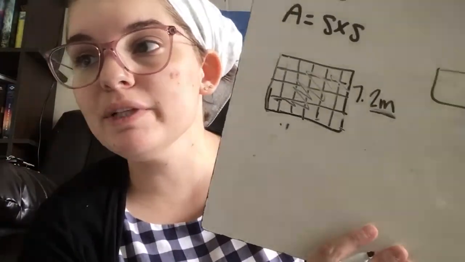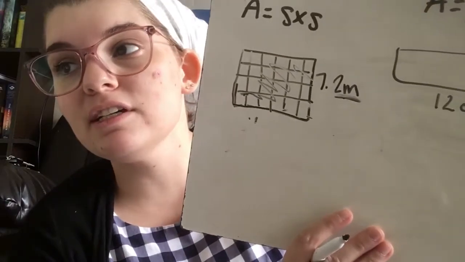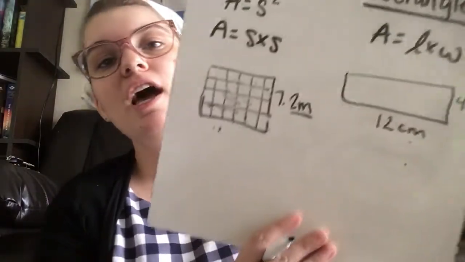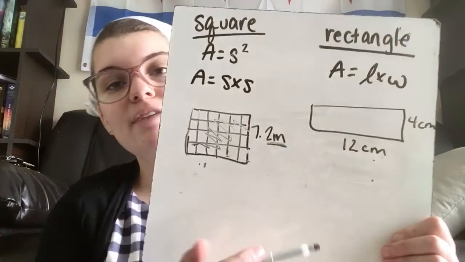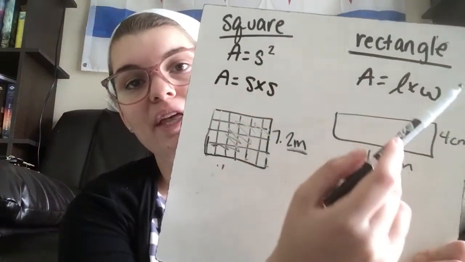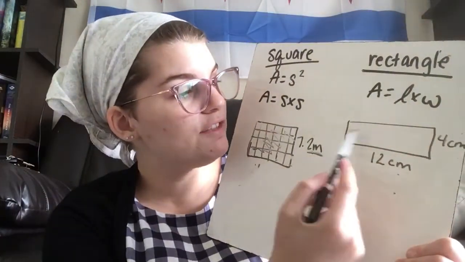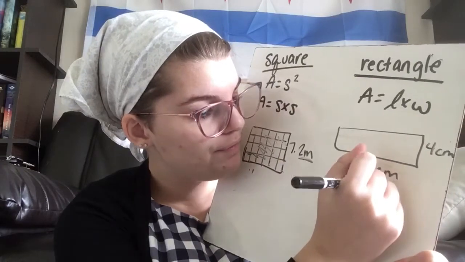Now we're also gonna look at the example of the rectangle at the top, okay? So it says find the area of a rectangle with the length of 4 centimeters and a width of 12 centimeters. Now a rectangle, you literally just have to do length times width. So it gives you the length, it gives you the width, you multiply them.